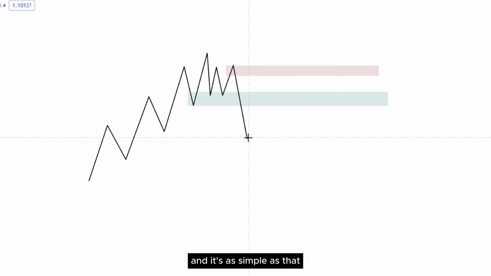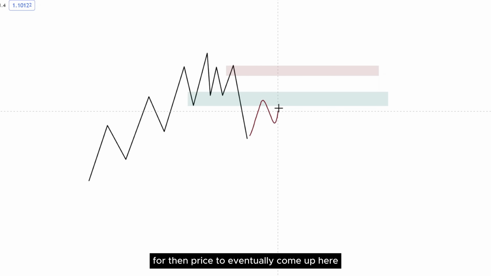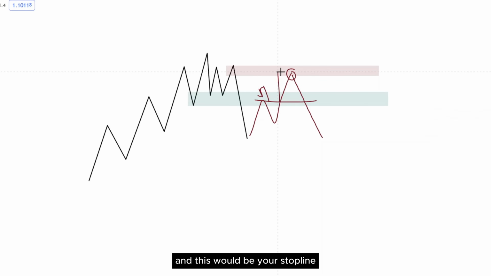And it's as simple as that. You'll be waiting for a rejection right here with a significant move for then price to eventually come up here. Use the sell orders here to drop down. This would be your inducement level, and this would be your stop line.